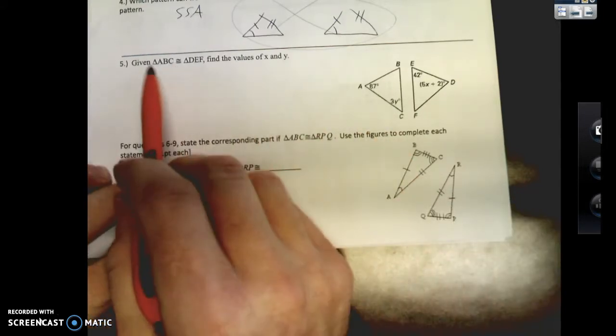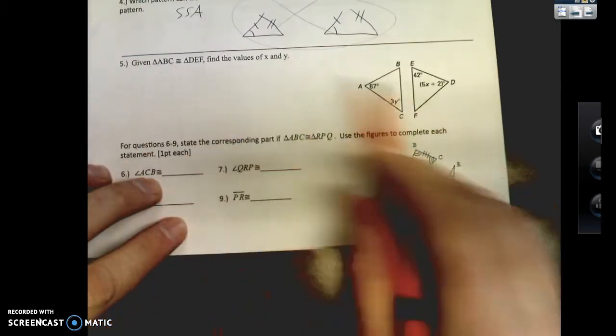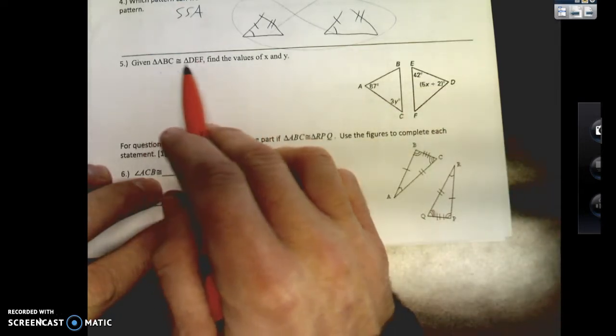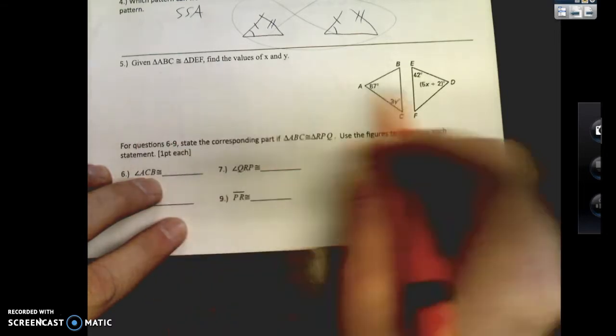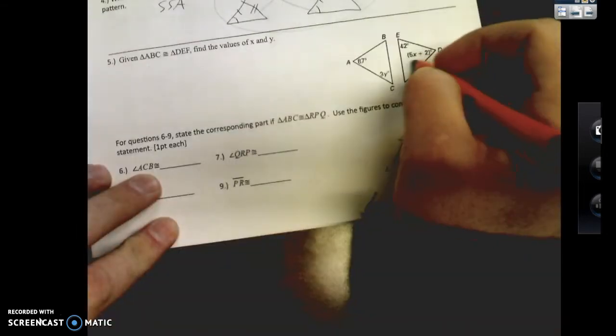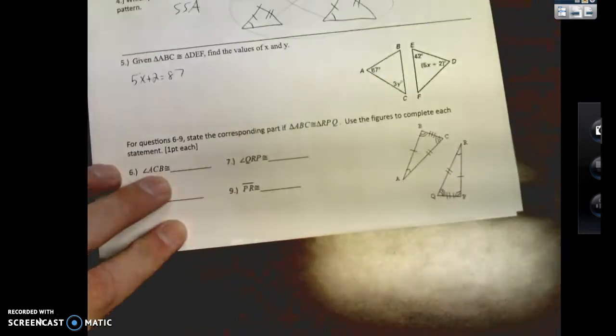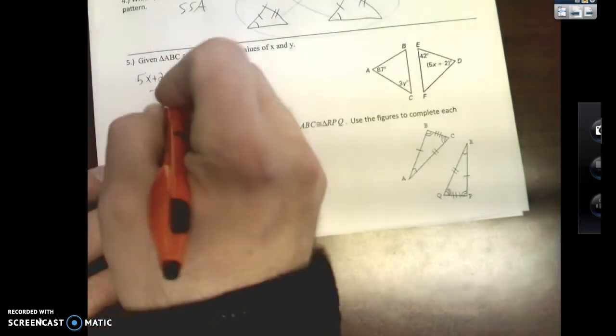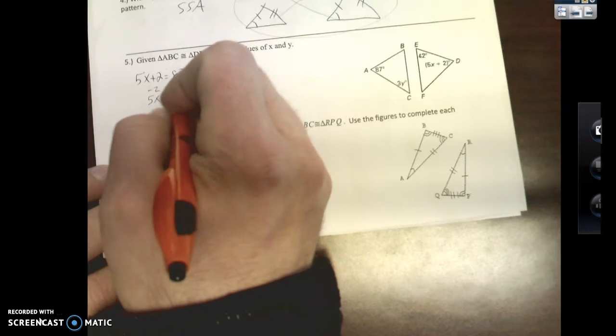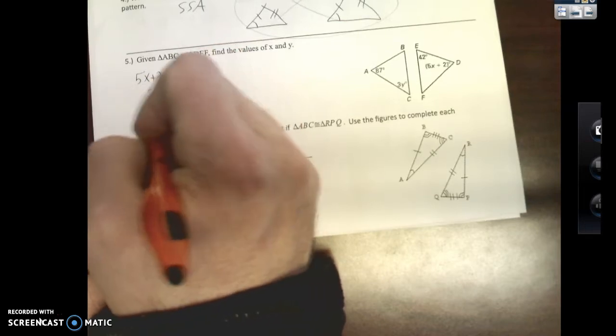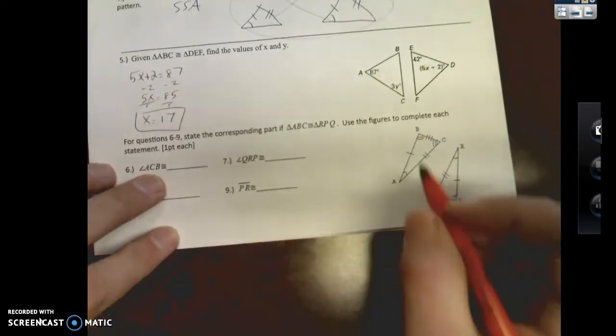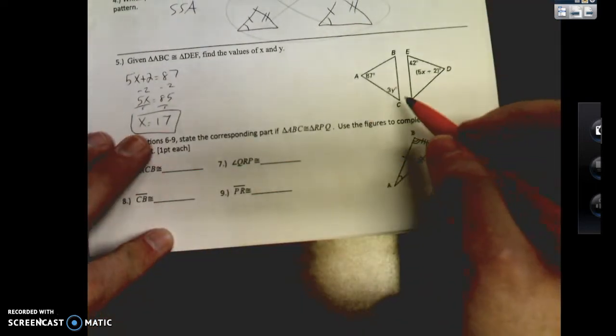We're trying to find the value of x. Here's x, next to angle D. Angle D is congruent to angle A. So I'm looking to say 5x plus 2 equals angle A, which is 87. Let me solve this. Subtract 2: 5x equals 85. Divide by 5: x equals 17.